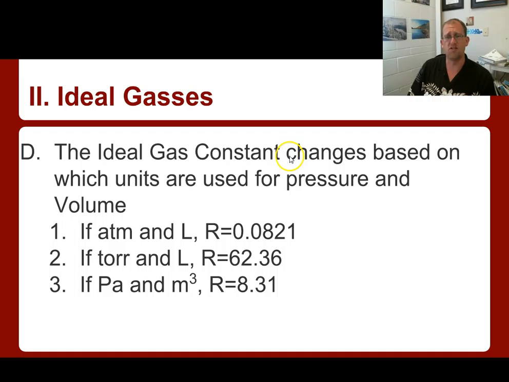The ideal gas constant changes based on which units are used. Don't memorize these. Just know that they are there. Anytime I ask you to do an ideal gas law, I will give you the value for R appropriate to its measurements. But just as an example, for atmospheres and liters, R equals this. For torrs and liters, R equals this. For pascals and cubic meters, R equals this. And there's tons more combinations. R has, like, I don't know, 50 values or more. So don't memorize R. Just know that you need to look it up and put it in the equation.